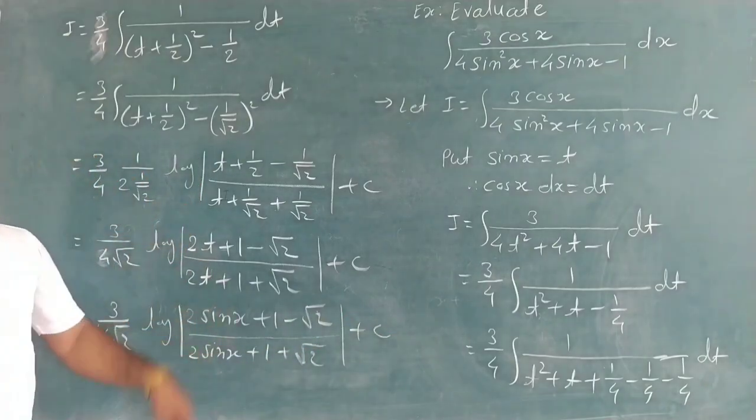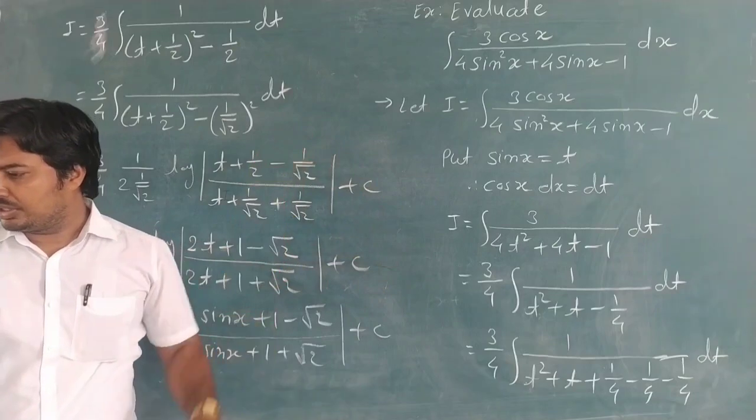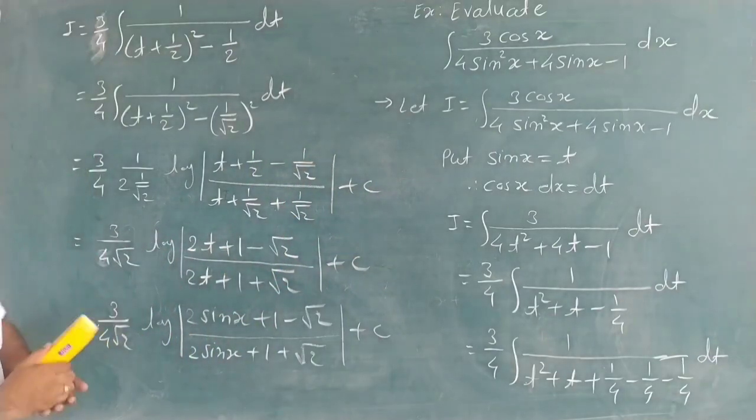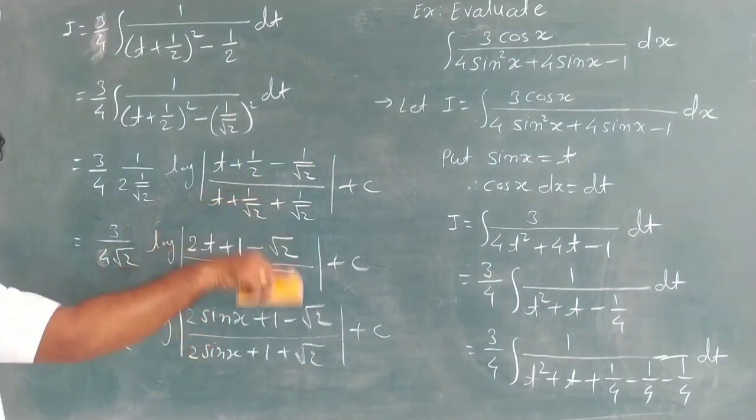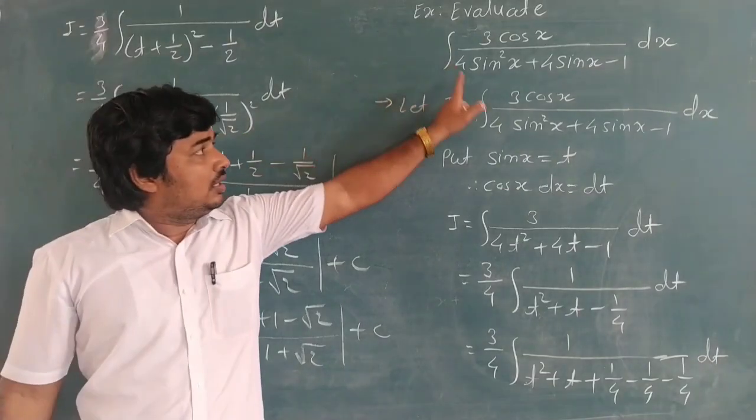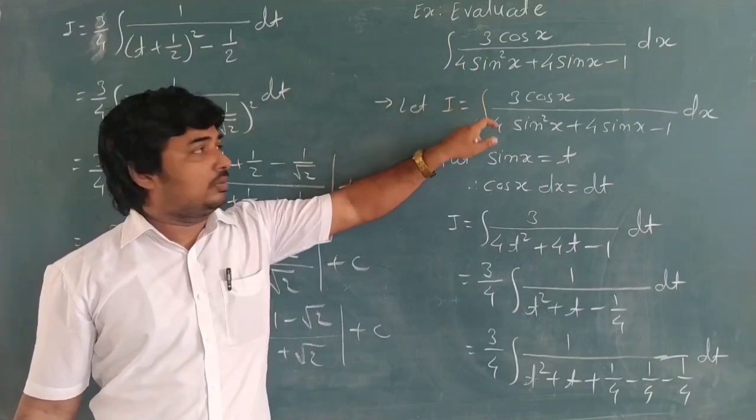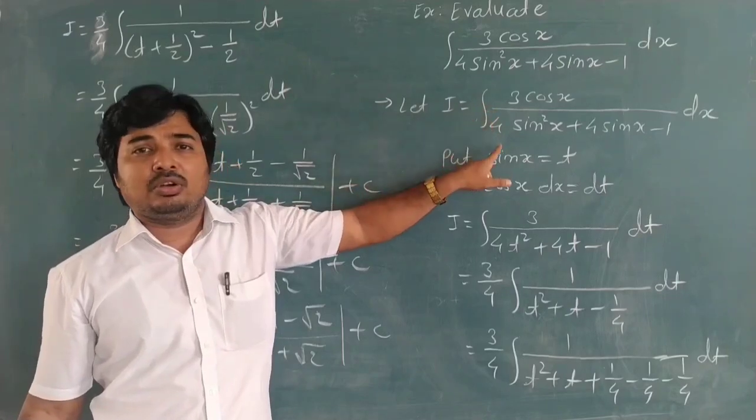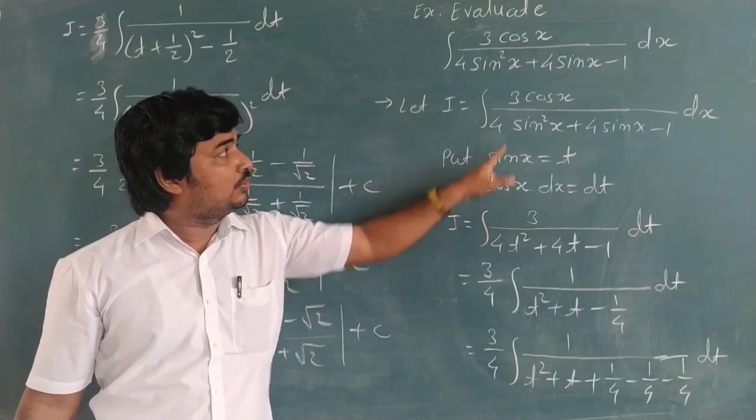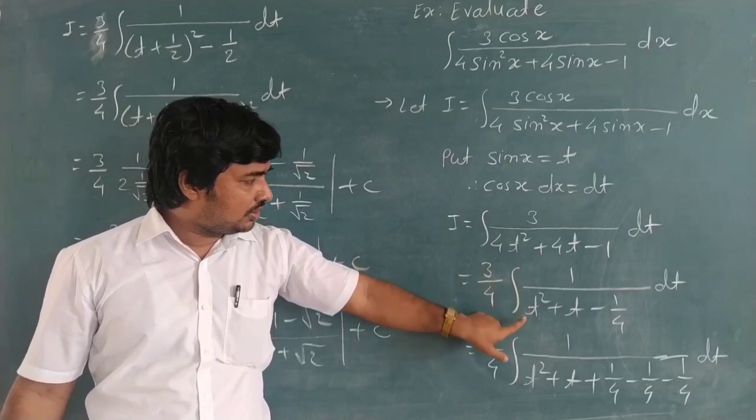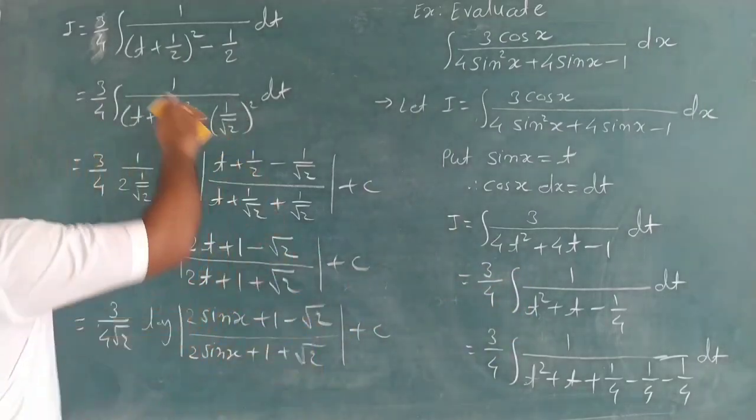Okay, here it is the last answer. See carefully this example. Now we can see the next example here. Okay, first read the example carefully, that is, the question. This question is not in our type, so we take the substitution. Okay, and after substitution it is in our type.